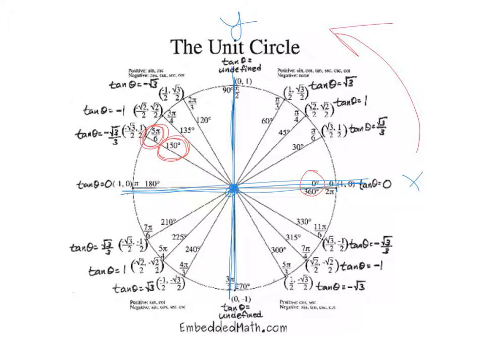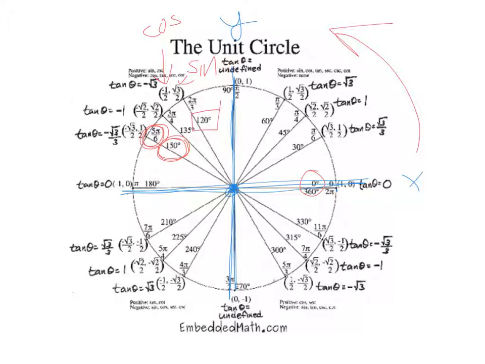Around the outside of the circle are values in parentheses. These are points on the x and y axis, and they also represent the sine and cosine values at each angle. The x value is the cosine, and the y value is the sine. So at 120 degrees, the cosine value is negative 1/2, and the sine value is square root of 3 over 2. They go in alphabetical order. The cosine is first and then the sine.